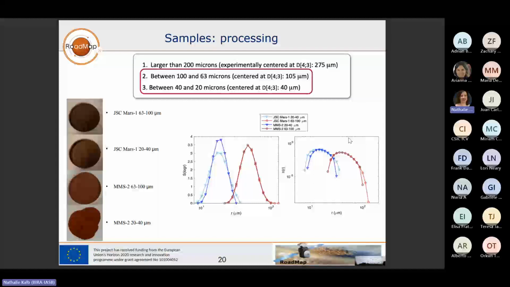You can see it has a brownish color. And then we have the MMS2 for the two size distributions with the reddish color. And here we also did some size distribution measurements. This is the projected area. Yeah, the number density.